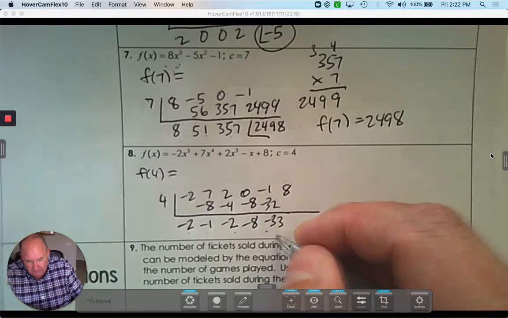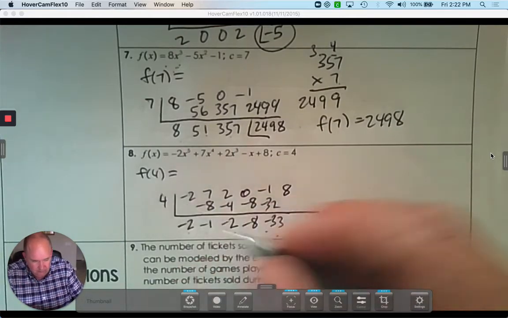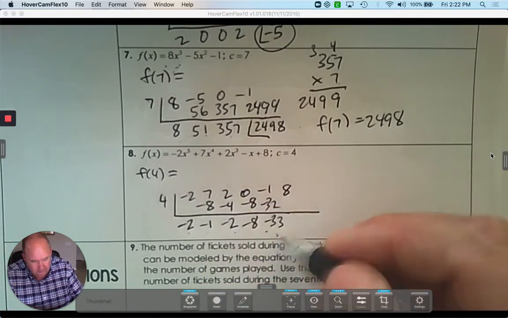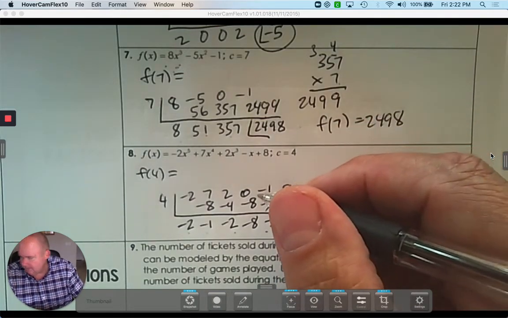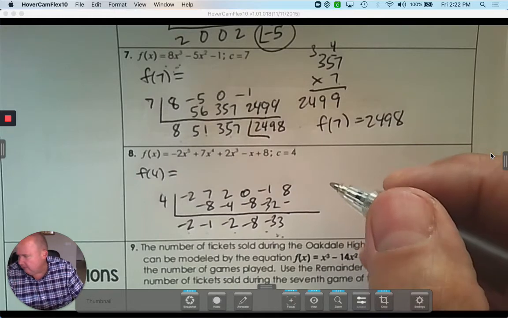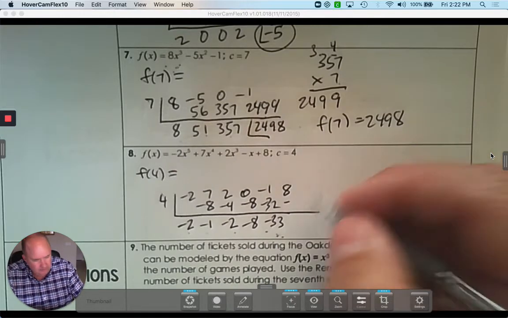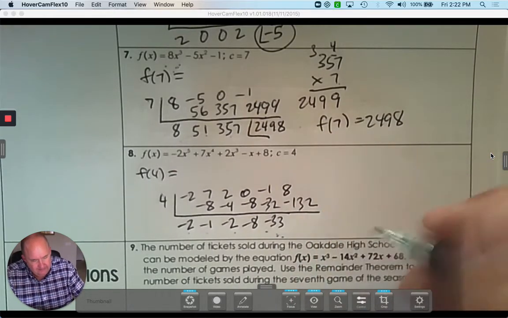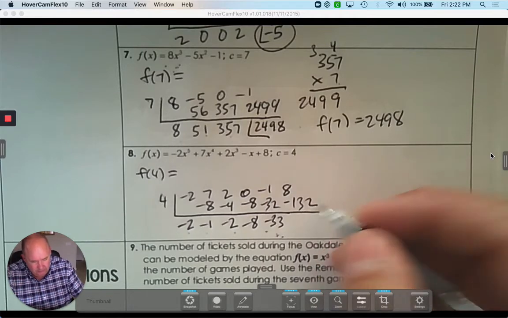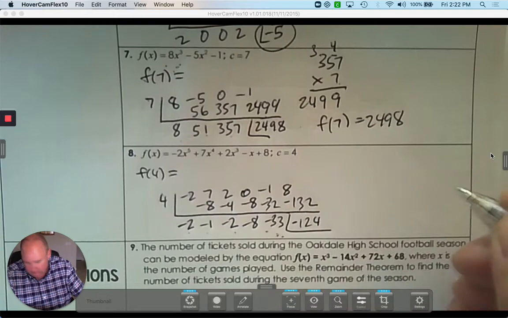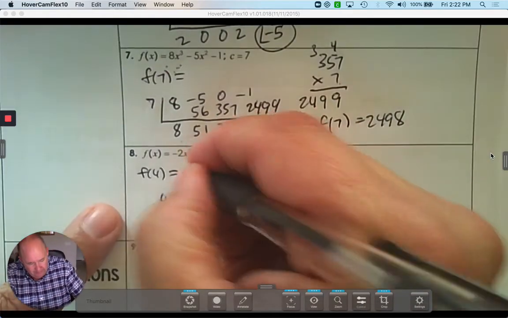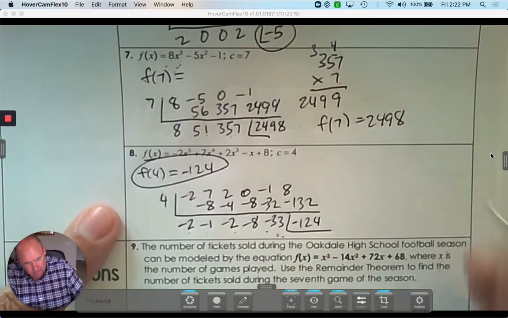And then 4 times 30 is 120. 4 times 3 is 12. So it's 120 and 12. That's negative 132. All right? What did I do wrong here? No, negative 132. Okay. Then 8 and negative 132, like you're subtracting it. So it's 124, but it's a negative 124. So what is f at 4 equal?